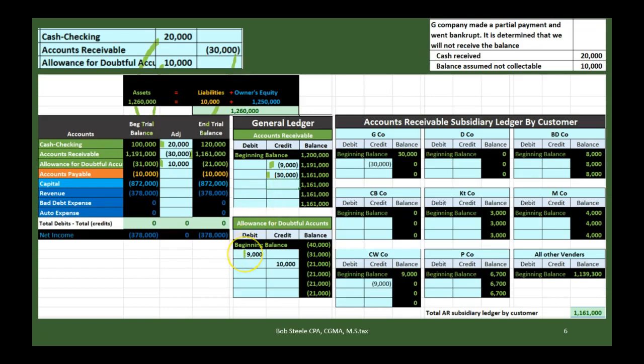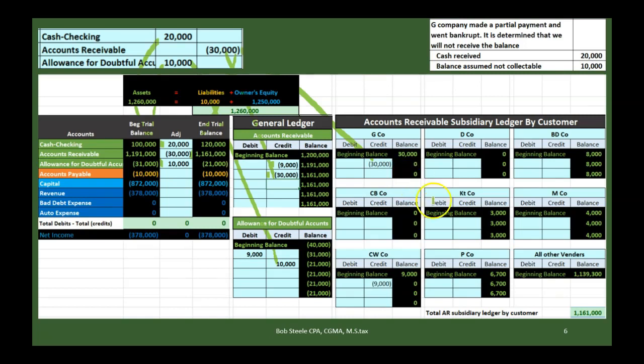We also have the allowance here showing this activity. Here's where the 10 is being posted to the allowance. Here's, of course, where the 30 is being posted to the general ledger. Now, if we want to know who owes us money, we would have to go to the subsidiary ledger. So in this case, note that this $30,000 is being recorded in G's account. So they owed us 30. Now they paid us 20, and we wrote off the other 10 because we determined it was not going to be collectible. That's back down to 0.